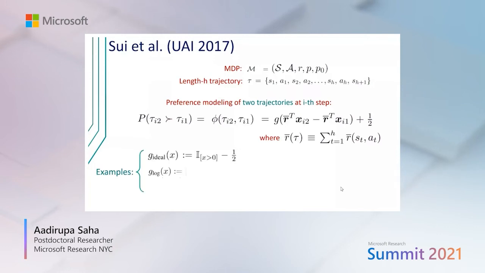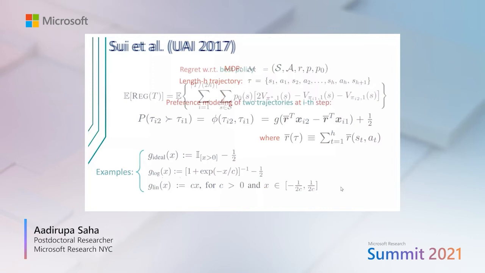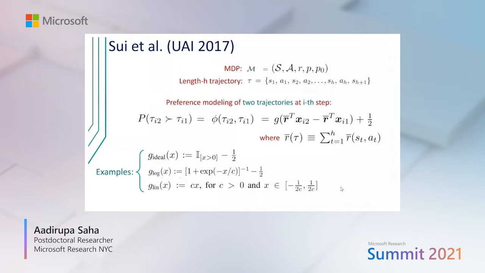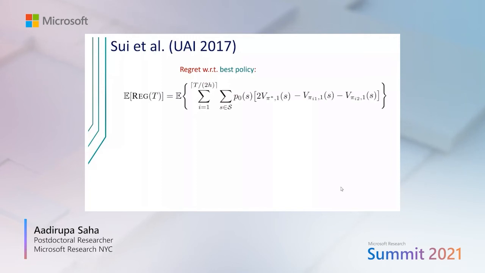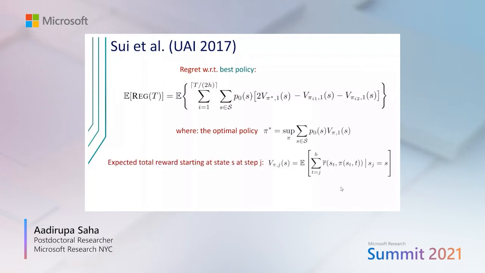Some examples of g could be just the indicator function, or the classical sigmoid function, a logistic link function, or just some linear function, depending on what models the system best. And the regret objective is actually a Bayes regret. So assuming that there is a distribution over the states, they want to minimize the regret, or the cumulative expected performance of the two trajectories, pi i1 and pi i2, with respect to the best policy in hindsight. Here pi star is the policy which maximizes the total reward in expectation, and V is basically just the expected total reward starting from state s.